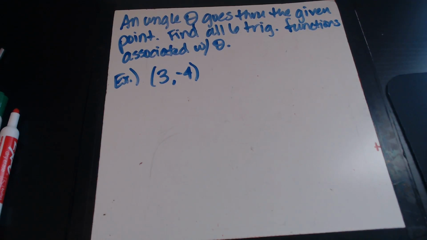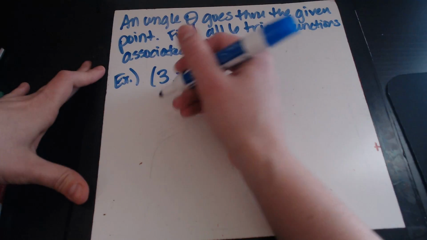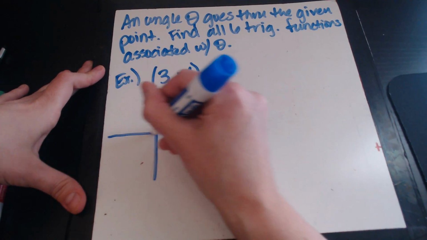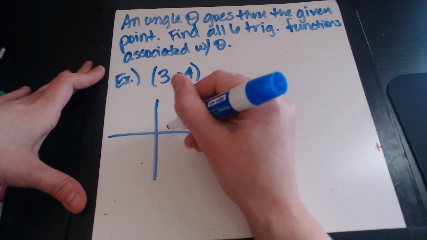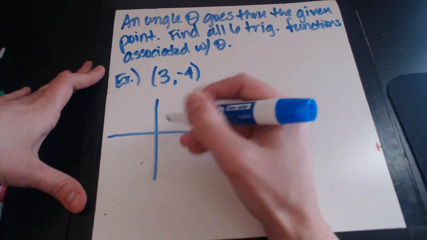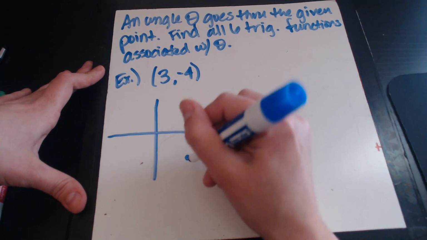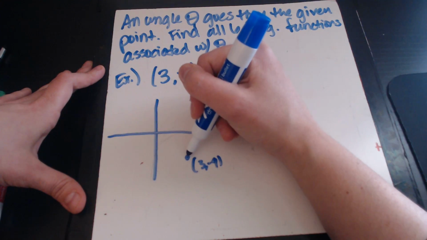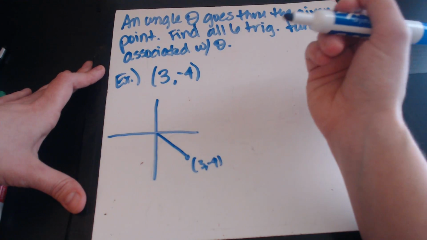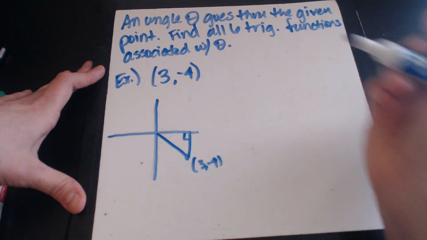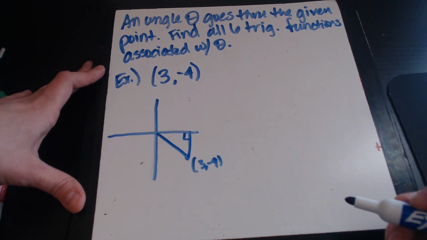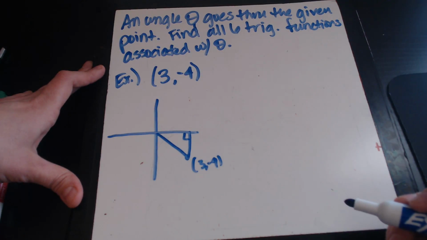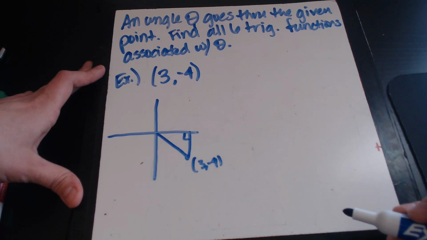Okay, so here's an example. We have an angle theta that goes through the given point. Find all 6 trig functions associated with theta. Okay, so the point that I'm given is (3, -4). So first thing I need to do is graph this in the coordinate plane. Okay, so we know that (3, -4) would be down here in quadrant 4. I don't know what angle that is going to be, but I do know that I can draw a right triangle here, and I can figure out what the side lengths of the triangle are, so I can figure out those 6 trig functions.